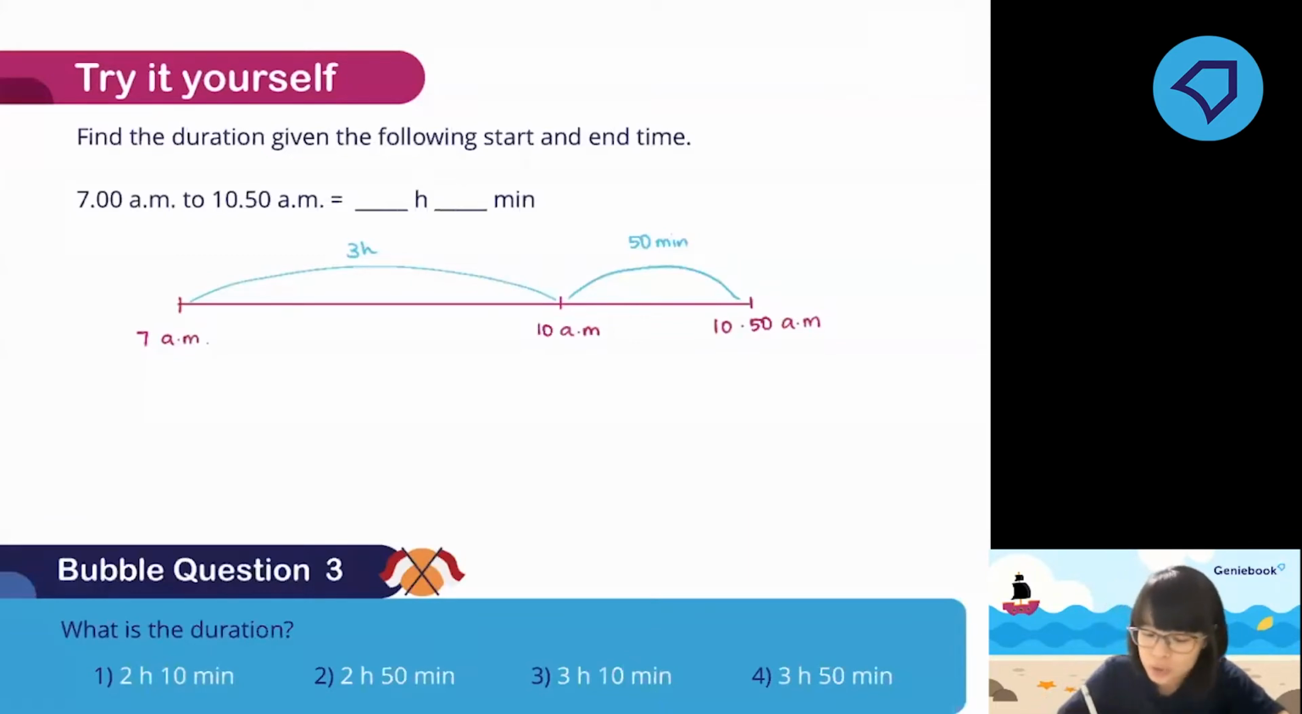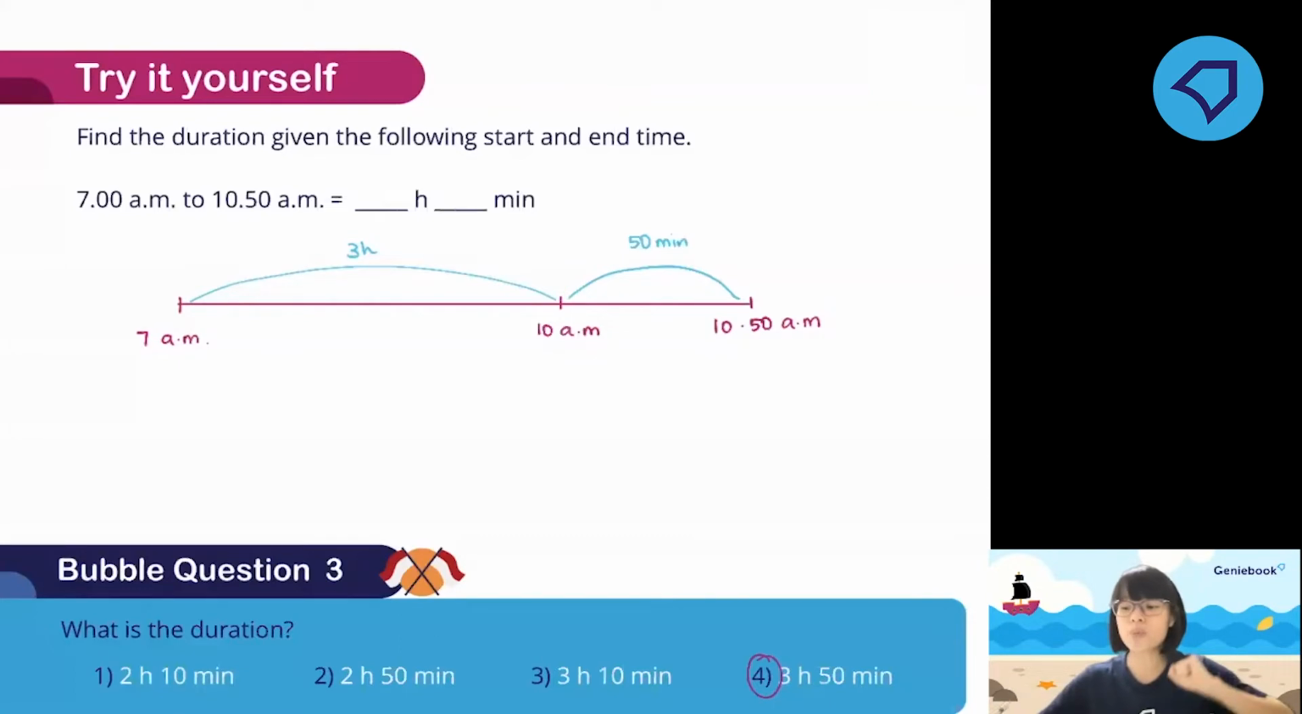So the total duration from 7 a.m. to 10:50 a.m. is 3 hours and 50 minutes. So the answer should be option number 4. Okay. Some of you gave me option number 2. So please do your subtraction correctly. 7 to 10 a.m. is 3 hours, not 2 hours. Okay, so we are going to split the hours and the minutes so that you can form your duration properly.